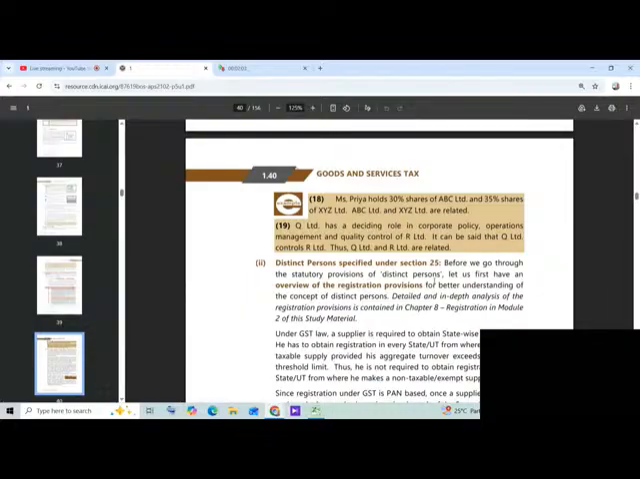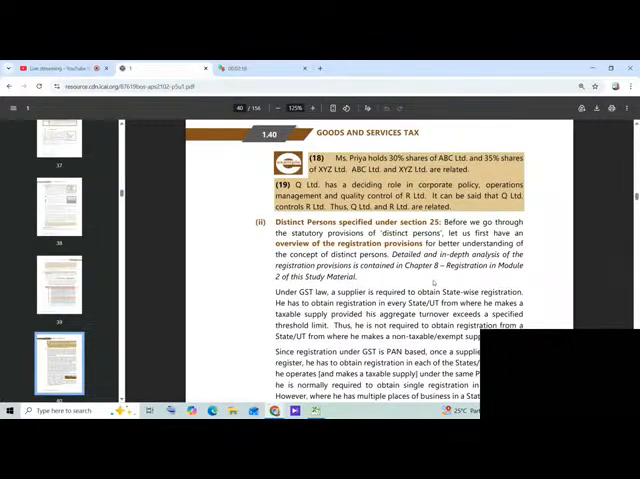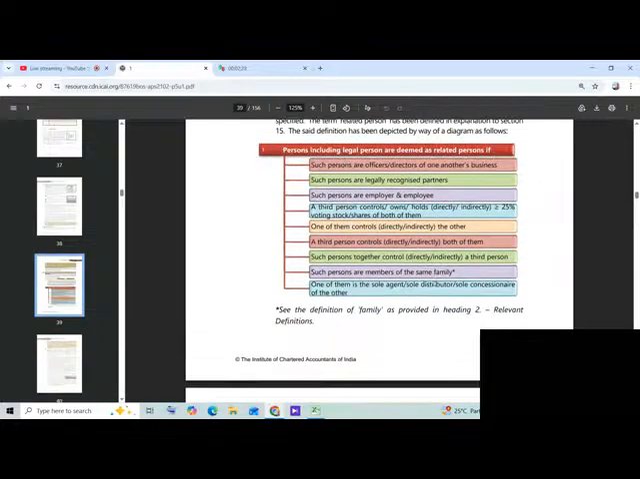Example 18. Miss Priya holds 30% shares of ABC Limited and 35% shares of XYZ Limited. ABC Limited and XYZ Limited are related. Example 19. Q Limited has a deciding role in corporate policy, operations management, and quality control of R Limited. It can be said that Q Limited controls R Limited, thus Q Limited and R Limited are related.